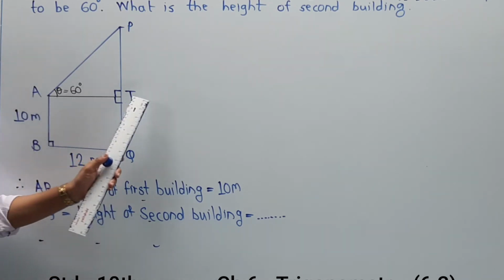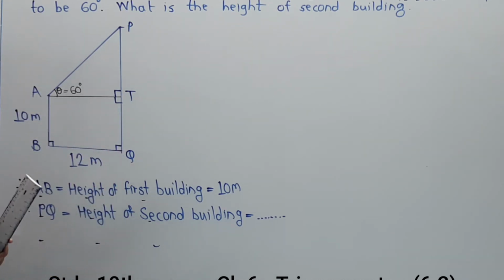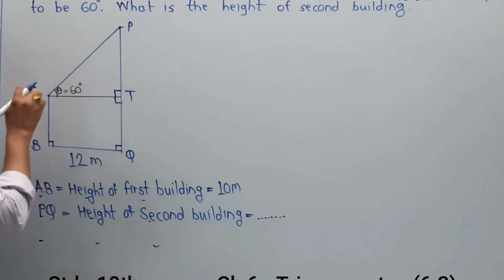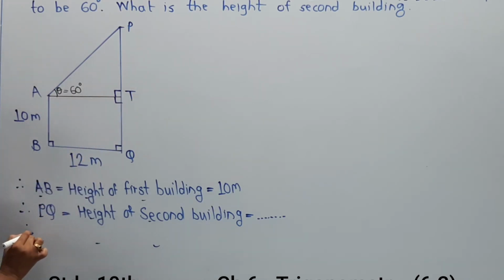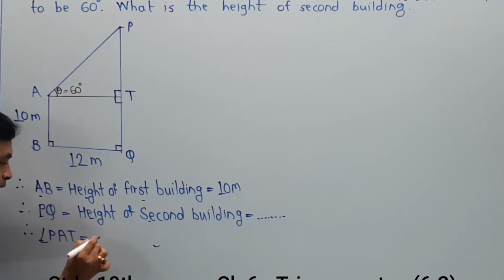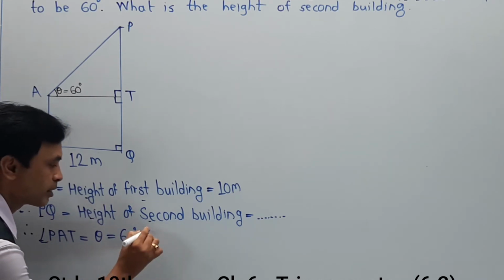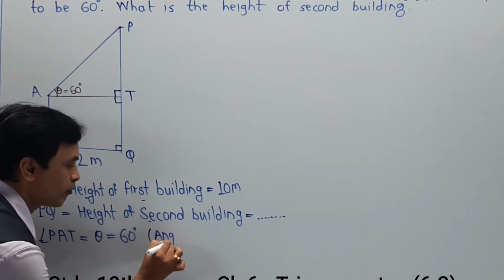Now you have drawn this AT over here, by which your diagram is divided into two contents, or you can say two groups, and that is the main part of our answer. So up to the basic part we have indicated all parts. Now your angle PAT, that is nothing but your angle theta, and that is nothing but 60 degree, or also you can write in a bracket, angle of elevation.